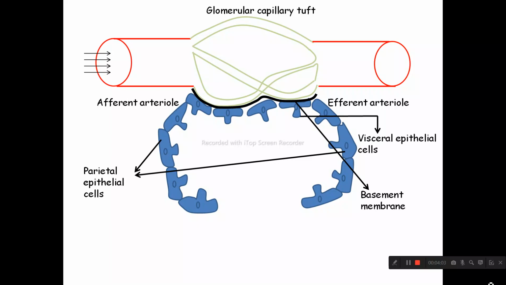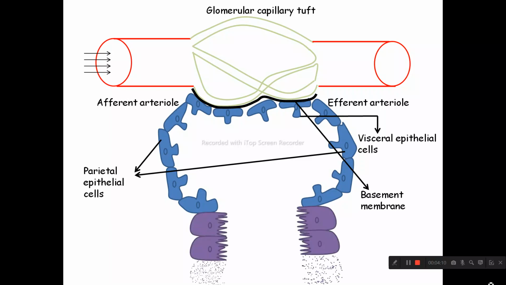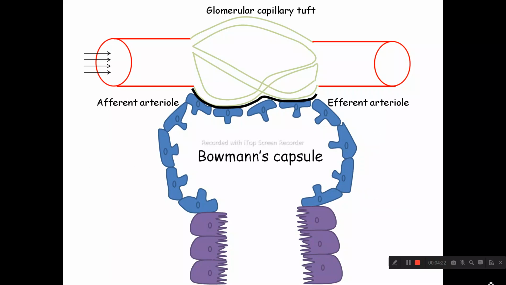Okay, and then these parietal epithelial cells join together to form the next group of cells, that is the proximal convoluted tubule, that we'll study later on. Okay, so this double layer of epithelial cells makes a capsule known as the Bowman's capsule. Now another important point which I want to mention is that there is a specialized type of cell present in between these capillaries. They are known as the mesangial cells.